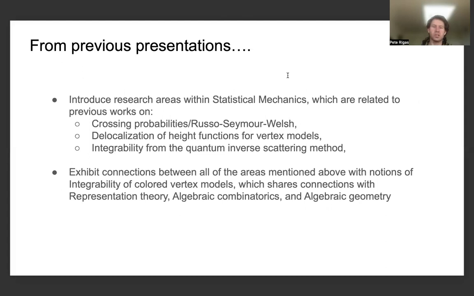So from previous presentations, like we have been mentioning, we introduced research areas within statistical mechanics, broadly speaking, which are related to some previous works on crossing probabilities and Russell-Seymour-Welch, the localization of the height function for vertex models, integrability from the quantum inverse scattering method. And we were exhibiting connections between all the areas mentioned above with the notions of integrability of color vertex models, which shares connections with representation theory, algebraic combinatorics, and algebraic geometry.